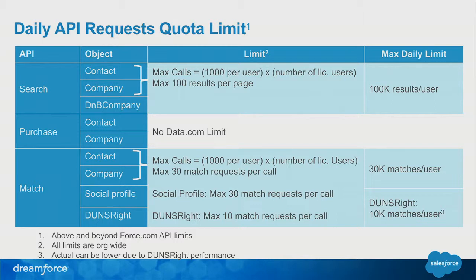One thing I would like to point out here is that when we say calls, it doesn't mean the number of records. For example, if I was using Data.com matching, one call could include up to 30 records in a batch. That would compute up to 30K records a day. So do not confuse records with calls. One call could contain 30 records for Data.com matching. It would contain 10 records for D&B matching.